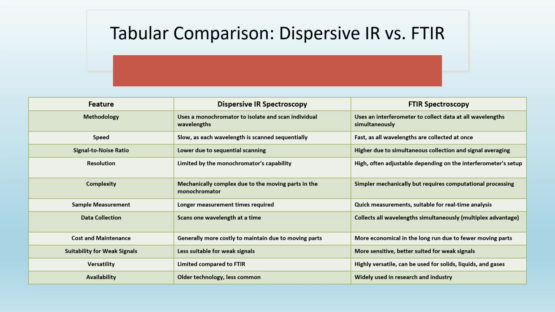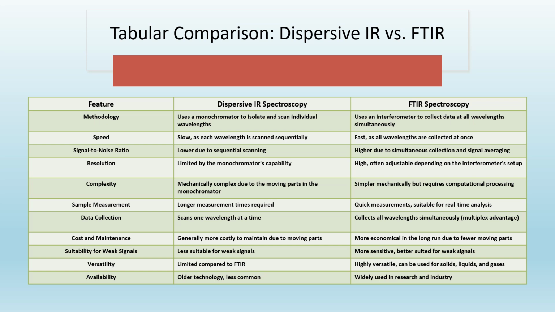Dispersive IR uses a monochromator to isolate and scan individual wavelengths one at a time, which makes it slower. FTIR, on the other hand, uses an interferometer to collect data from all wavelengths simultaneously, giving it a huge speed advantage. Section 2. Signal-to-noise ratio and resolution.